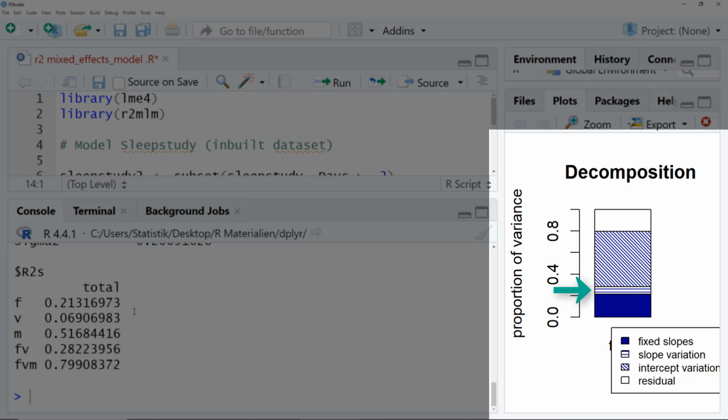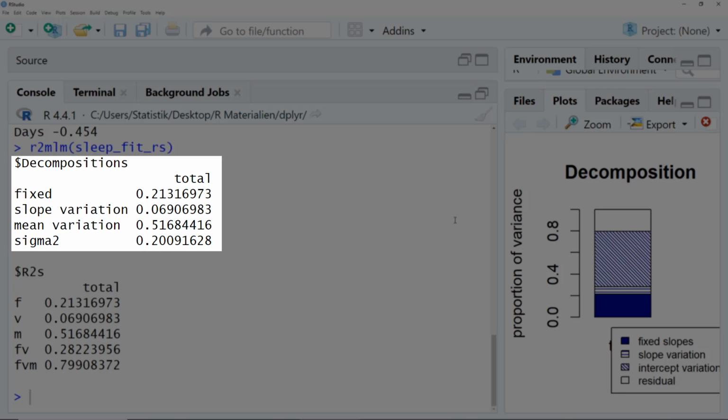That is, with the fact that the slope is different in different level 2 units, and in this example, in different persons. The third component, and here the largest, that's the intercept variation, or random intercept. That is the variance in the dependent variable, here in the reaction time, that is due to average differences between persons. And finally, there is the residual variance, that is the variance that is not explained.